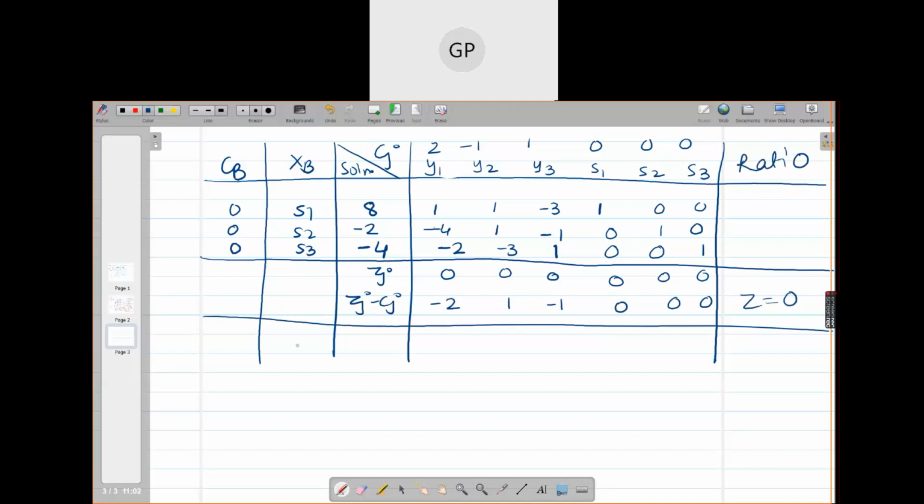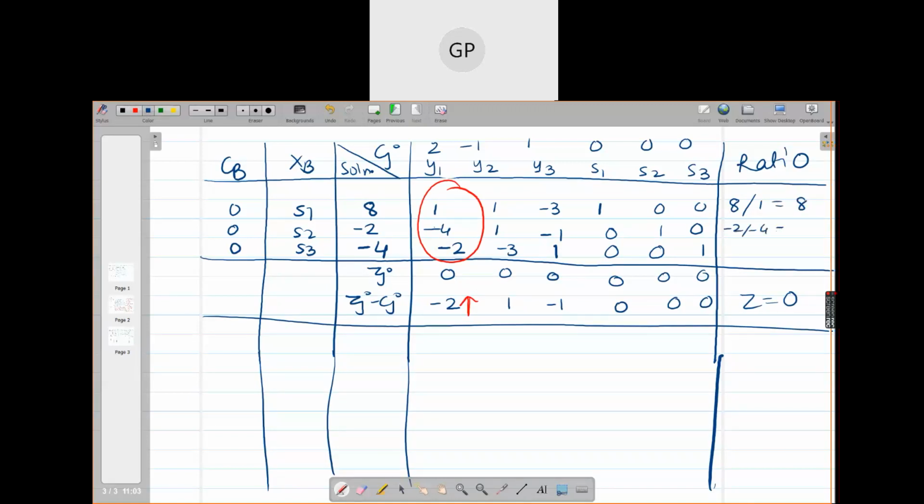Now the ratio. Which is your pivot column? Y1. So 8 upon 1 that is 8. Minus 2 upon minus 4 that is half. And minus 4 upon minus 2 that is 2.